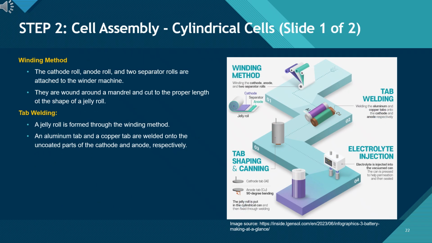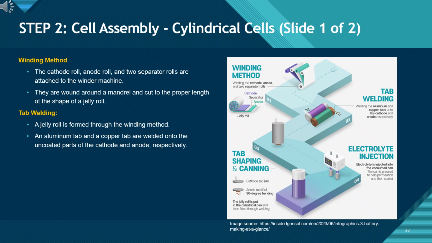Step 2. Cell assembly for cylindrical cells. Slide 1 of 2 in this step, we look at how cylindrical cells are built using the winding method. Cathode, anode, and 2 separator films are fed into a winder and wrapped together around a mandrel, creating the familiar jelly roll structure that fits inside a cylindrical can. Once this jelly roll is formed, we move to tab welding.